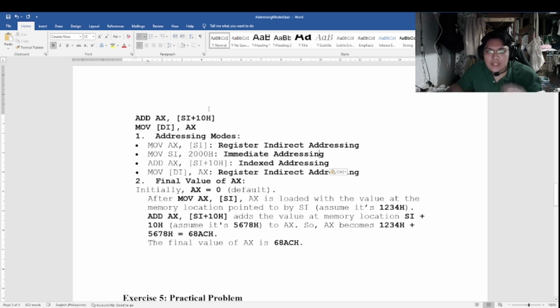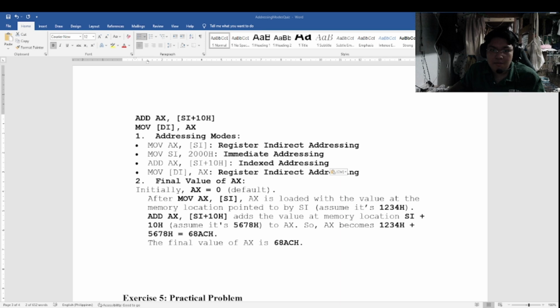And for number 3, the ADD AX, [SI+10H], which is an index addressing because the instruction is accessing the memory at the address SI plus 10H, which is a base register SI with a displacement of 10H. So this is an index addressing because the register is used in combination with an additional displacement to calculate the memory address.